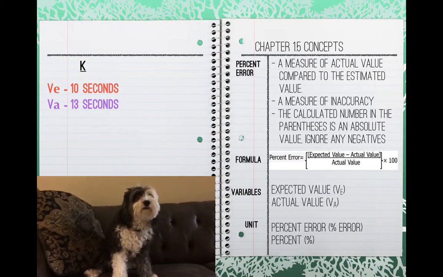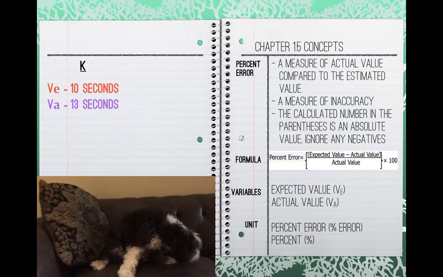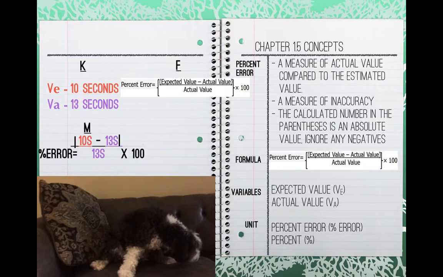And so I write down my K for KFMA, my known. So my VE, or my value expected, was 10 seconds. My VA, or my value actual, was 13. So next thing I do, I put down my formula. I'm doing this so I make sure that I remember what my formula is. I don't mix anything up. So I have my formula written down, and so I then plug in my M, my math.